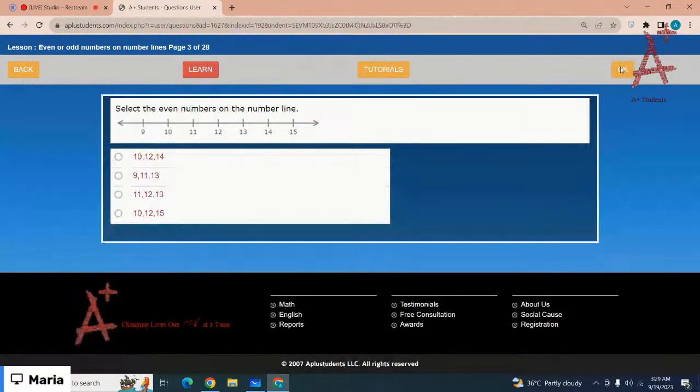Select the even numbers on the number line. So which numbers are even? Yes, they are 10, 12, and 14, right? Option number 1 is the correct option. 10, 12, and 14.